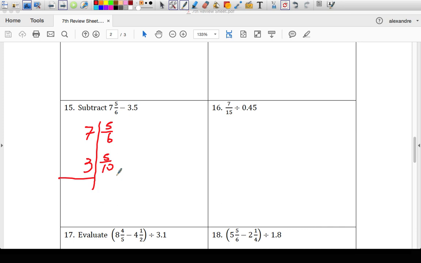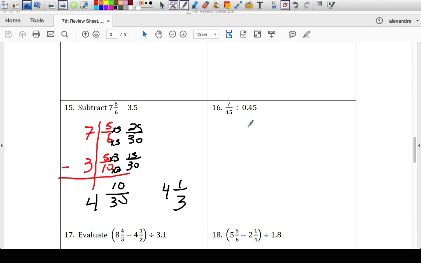It's okay. So subtract. Let's change. So the LCM is 30. 30 times 3 is 15, times 5 is 25. 25 minus 15 is 10 over 30. 7 minus 3 is 4. So 4 and 10/30, or 4 and 1/3.